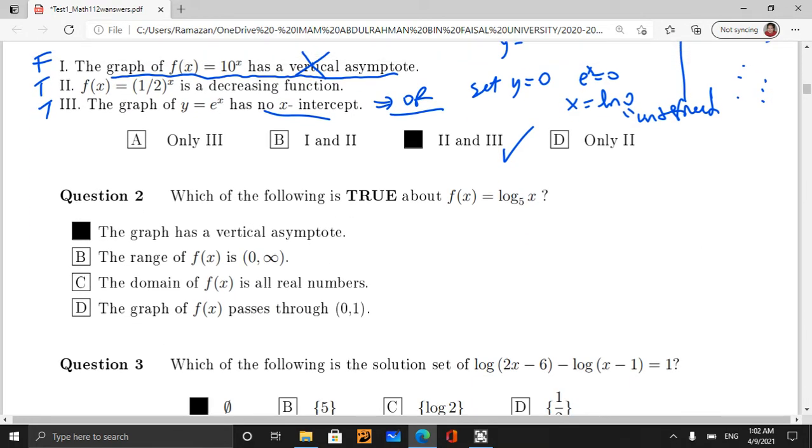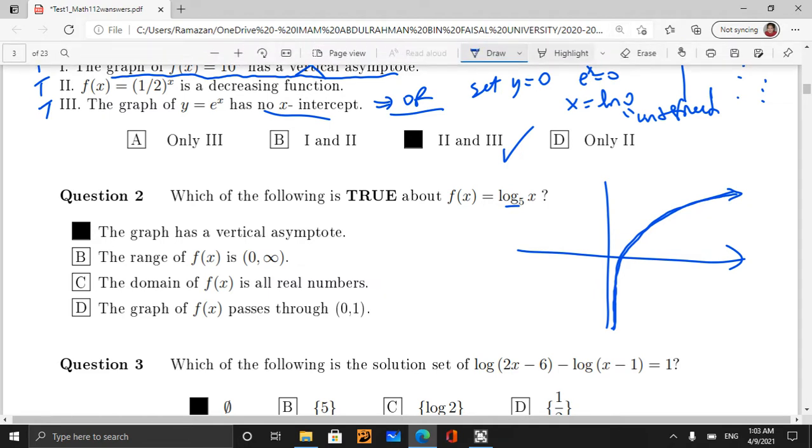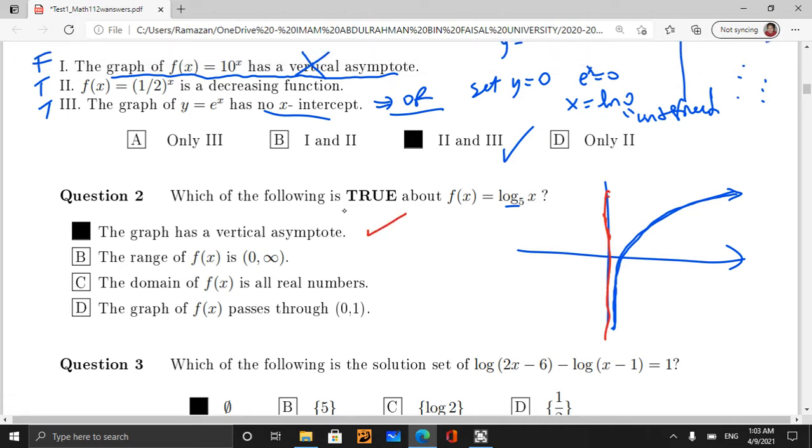Now, which of the following is true about log base 5 of x? When you sketch the graph of this function, it will have a typical behavior. It will have a vertical asymptote. The y-axis will be the vertical asymptote, and it will increase this way. This line is the vertical asymptote. So this is true.